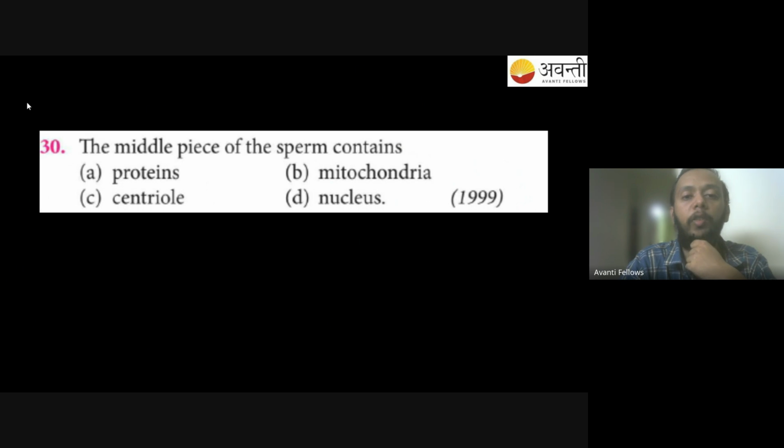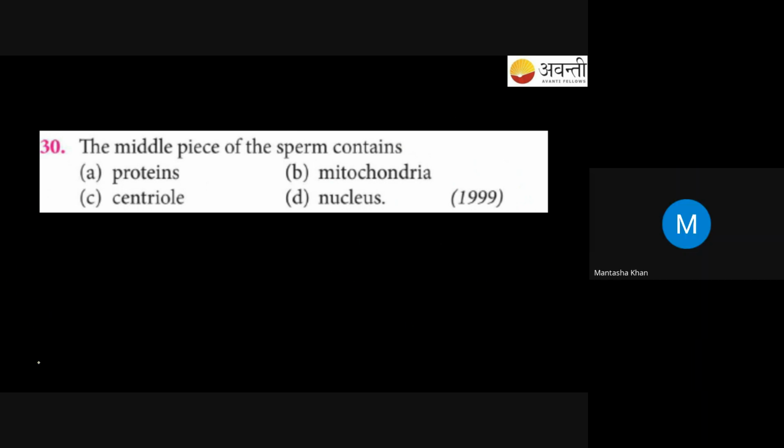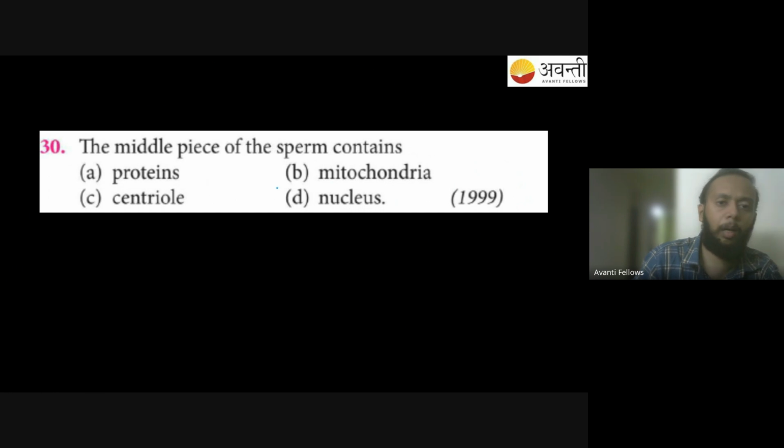Now, middle piece of the sperm contains. Unmute करके आंसर दो सब लोग, unmute करके. क्या होगा इसका आंसर? Mitochondria. Right. The middle piece of the sperm is going to contain your mitochondria. Very good. बिल्कुल सही. ठीक है.